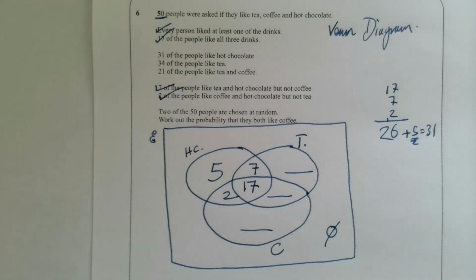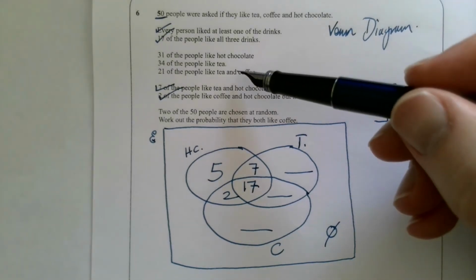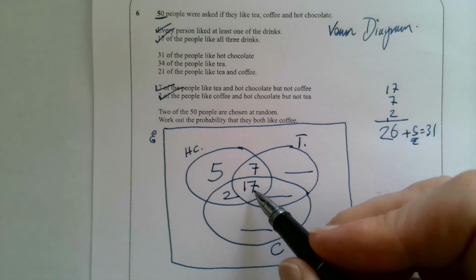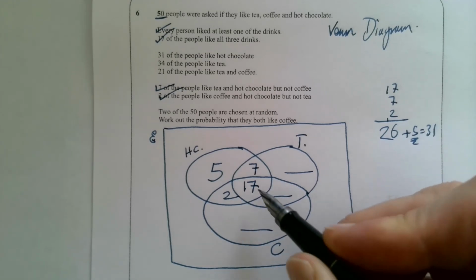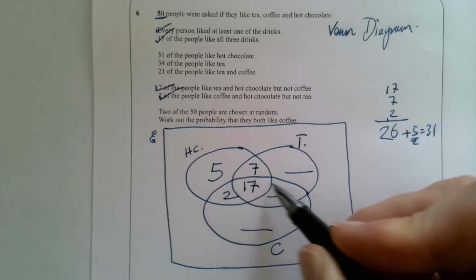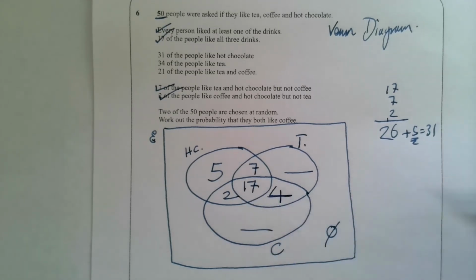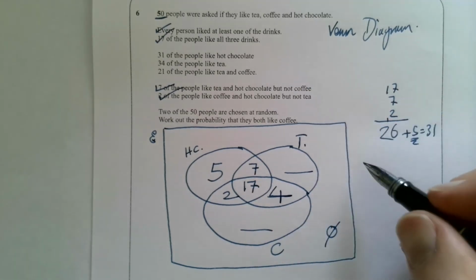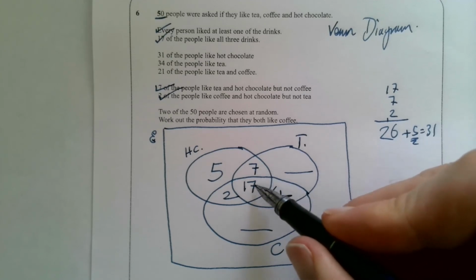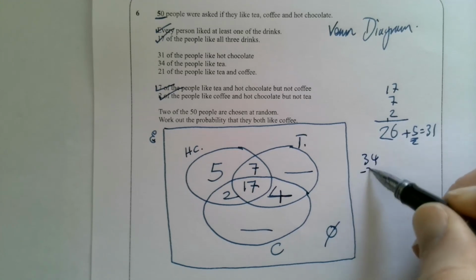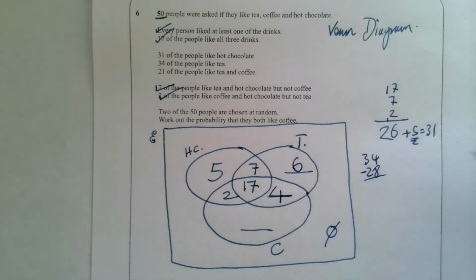And it's always good to go back and read it again. It says here that 21 of the people like tea and coffee, and I now know that 17 like all three. So that's tea and coffee. This is also tea and coffee, because tea and coffee is that bit. So 17 plus 4 makes 21. Once I know that, I know 34 people like tea. So if I add those together, that's 24. Plus 4 is 28. So 34 take 28 is 6.